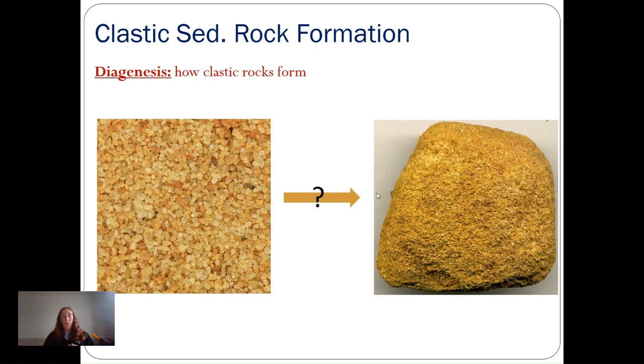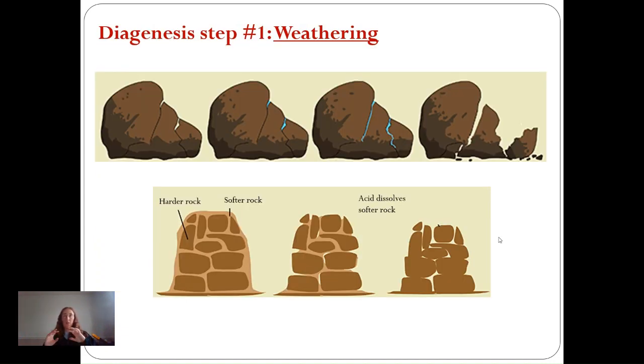So how do these form? They go through a process called diagenesis. Diagenesis is like a 5-step process of how you take loose stuff, like a pile of sand here, and form a solid rock like a sandstone. So let's go through each of these steps in terms of looking at diagenesis and then how you can get a solid rock from a loose pile of material.